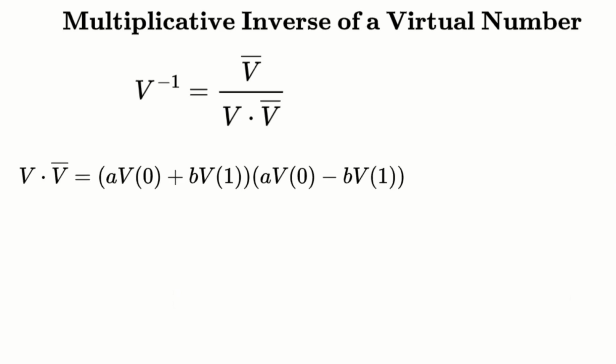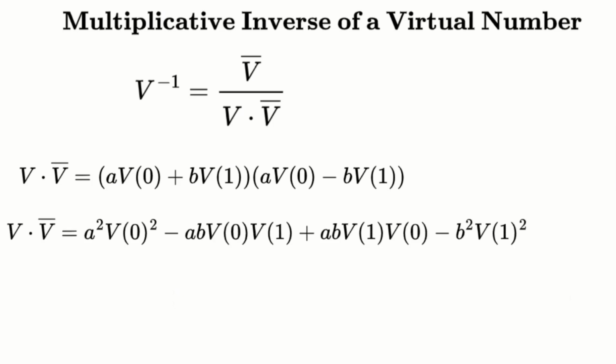The inverse of a virtual number v is defined as the conjugate of v divided by the product of v and its conjugate. In mathematical terms, that's v inverse equals the conjugate of v divided by v times the conjugate of v. Let's break this down step by step. First, we need to compute the product of v and its conjugate. Let's say v equals a times v of 0 plus b times v of 1, and its conjugate is a times v of 0 minus b times v of 1.